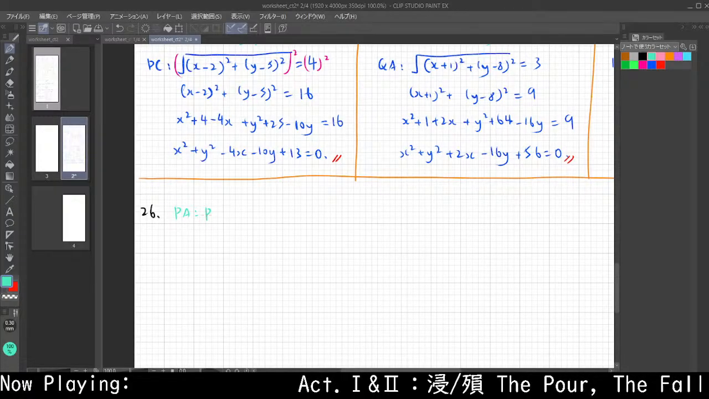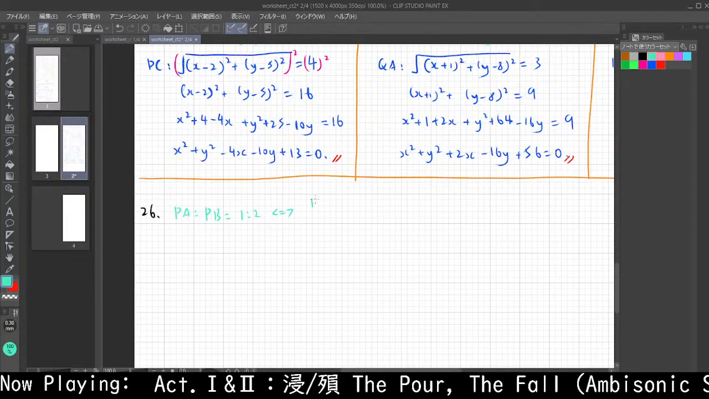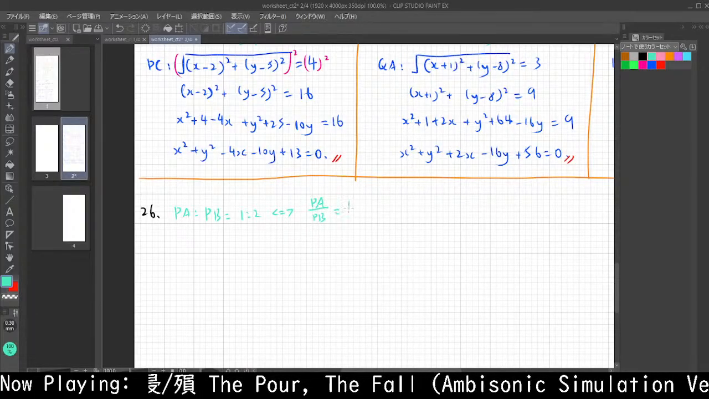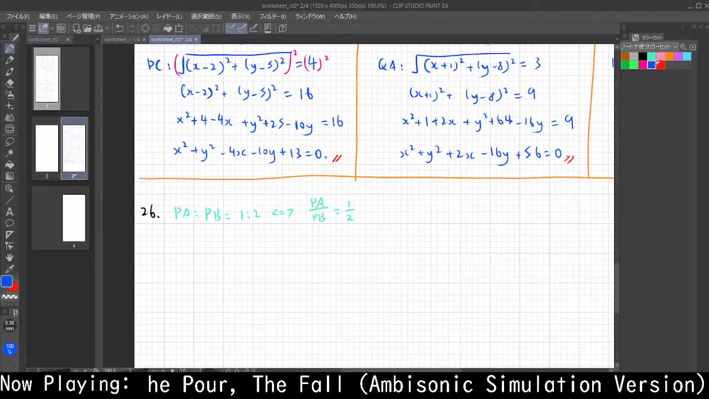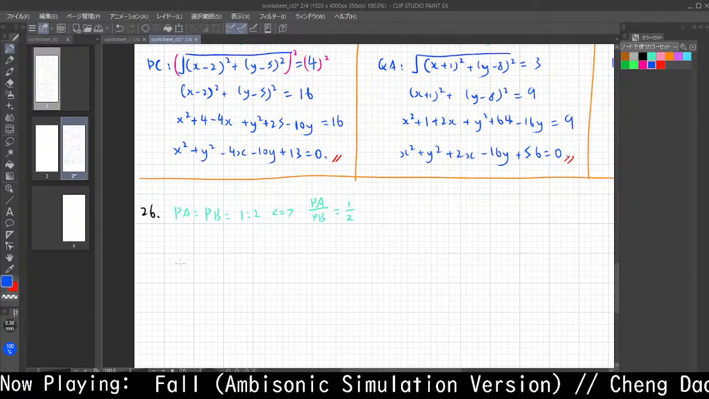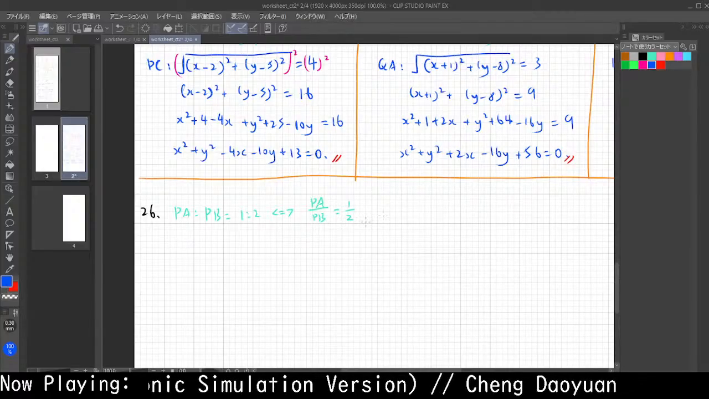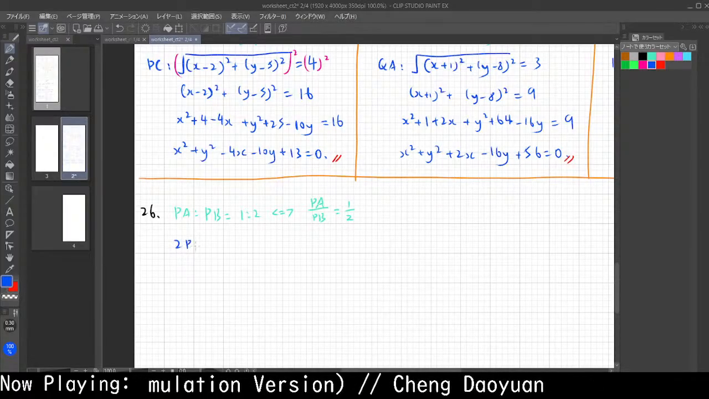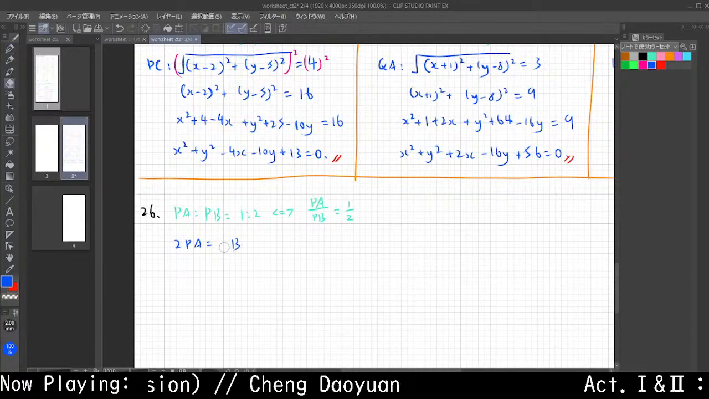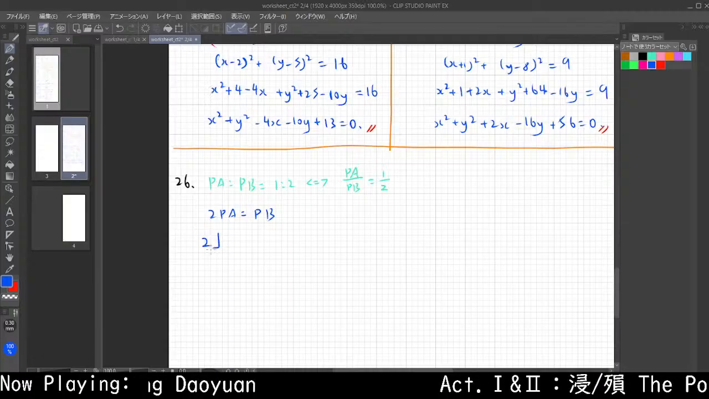PA to PB is 1 to 2, which means I can convert it to a fraction, so I get PA over PB is 1 over 2. Then I can cross multiply, so I get 2PA equals 1 times PB, so 1 PB like this. Okay, then I can just apply.